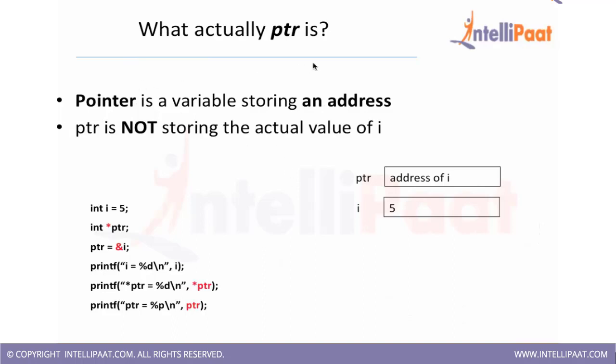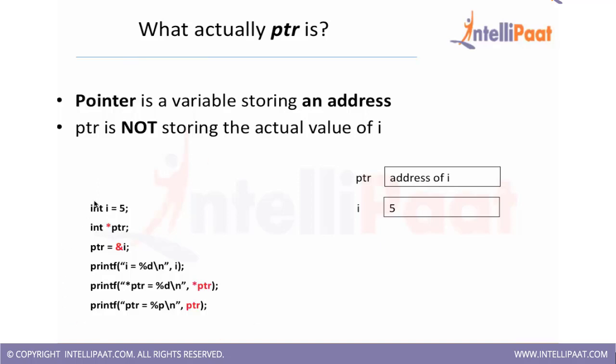So what actually is a pointer? A pointer is a variable storing an address. It's very simple. A pointer is not storing the actual value. So a pointer just stores the address of a variable. It won't store the value of that.